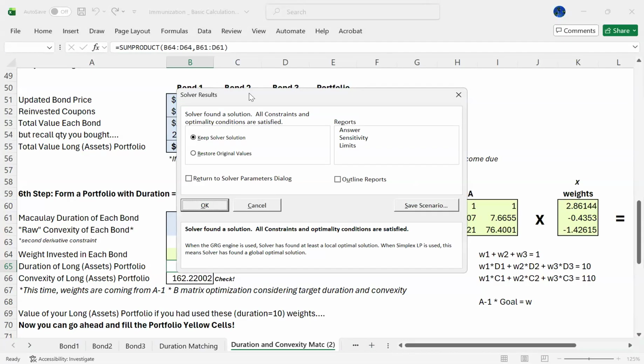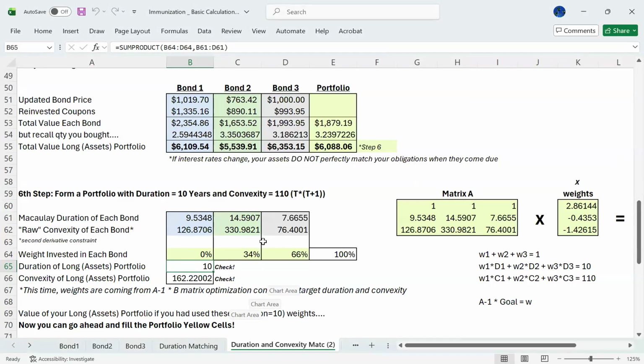Okay, perfect. And now this is a good run because duration has met the condition that we imposed, which is duration has to be 10. So yes, this is okay. Convexity now maximizes to 162.